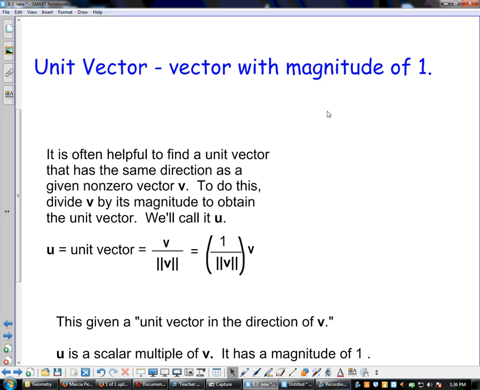Unit vectors, which you cannot see what I'm talking about. Here we go. That assignment was not for you.